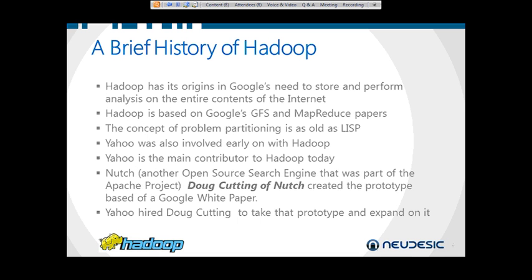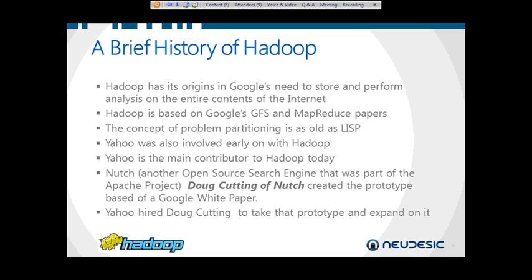So, a brief history: Hadoop came out of Google. Obviously, Google needs to store and perform analysis on vast quantities of data, basically the entire contents of the internet. So a couple of Google engineers wrote two papers, one about the Google File System and another about their MapReduce concept. And the Hadoop implementation basically came out of those two papers.